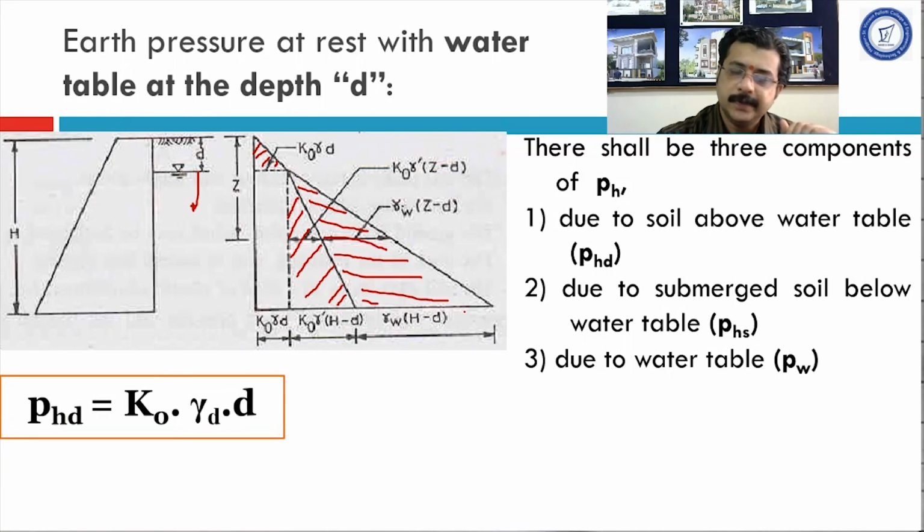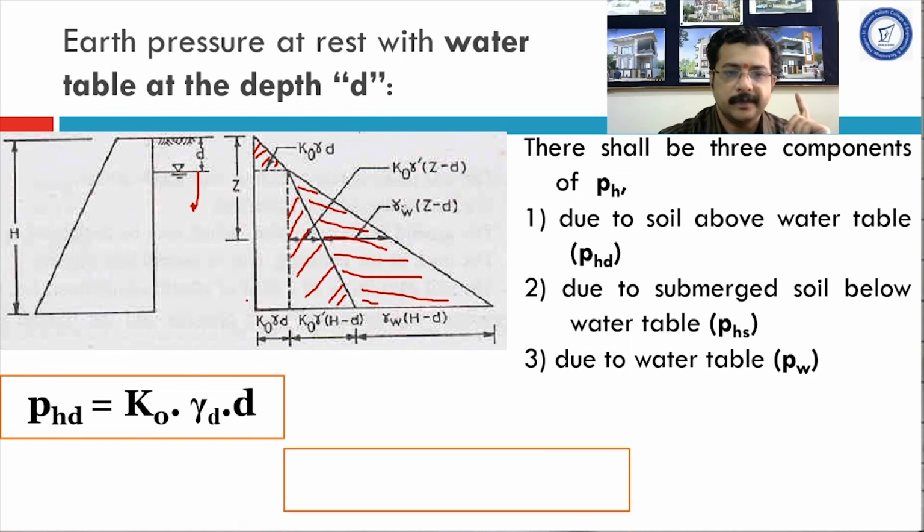What will be the expressions for this? P suffix hd means horizontal pressure due to dry soil. It is equal to K0 multiplied by gamma d multiplied by small d, because small d is the depth up to which the soil is dry. This gives us our first component, that is, horizontal pressure at depth d from the top ground surface.